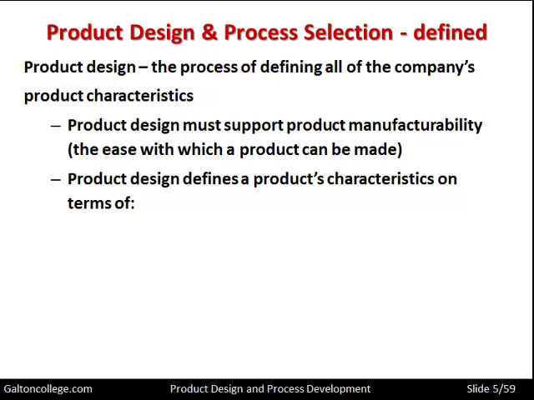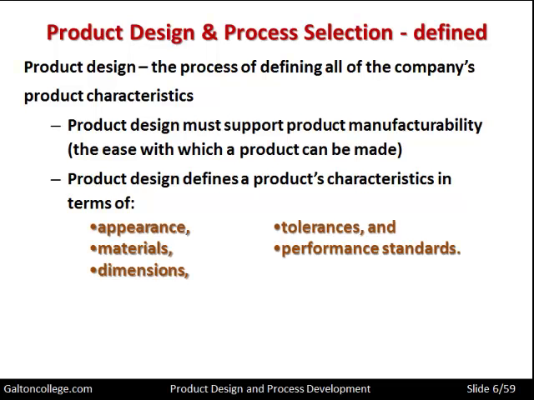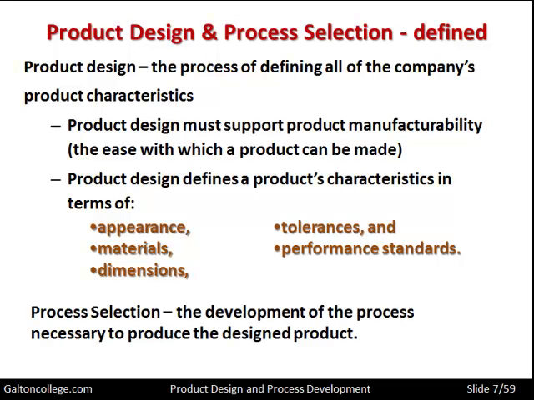Product design defines a product's characteristics in terms of appearance, materials, dimensions, tolerances, and performance standards. When we think of a product, we think of appearance. We also should think of the materials that go to make it up and its dimensions. What size is it? What tolerances? How does it fit together? Is it well made? And how long will it last? What are its performance standards? And how will it behave under stress and under different conditions of use? So we think of design in these terms.